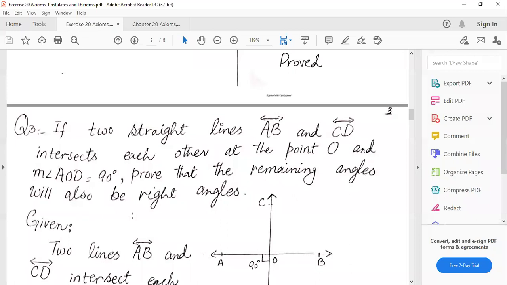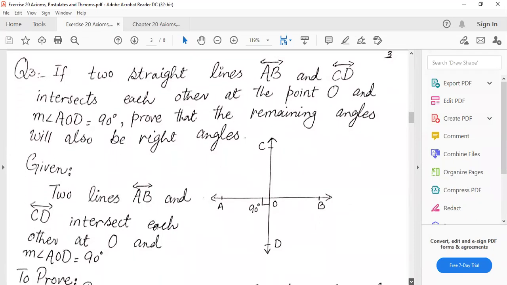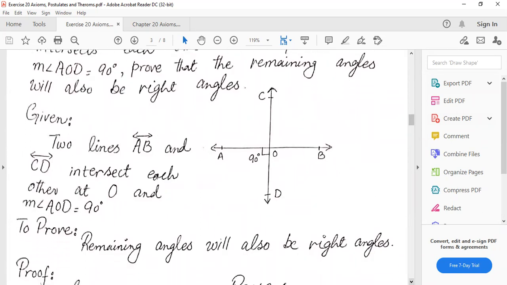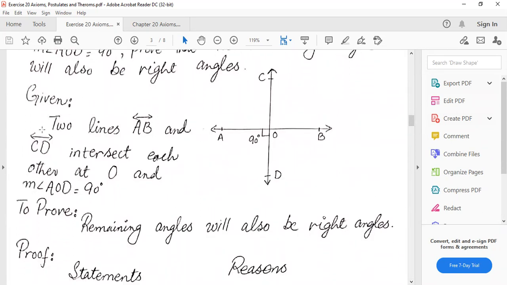The remaining angles will also be right angles. Two lines AB and CD intersect each other at O, and that is given. I am taking this from the statement given in the question, under the heading Given. Then I will write To prove: the remaining angles will also be right angles.